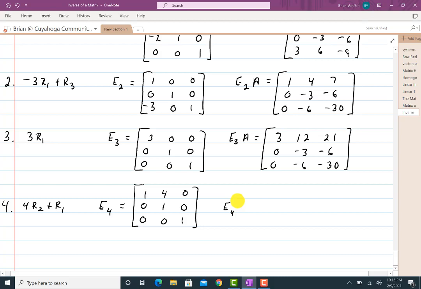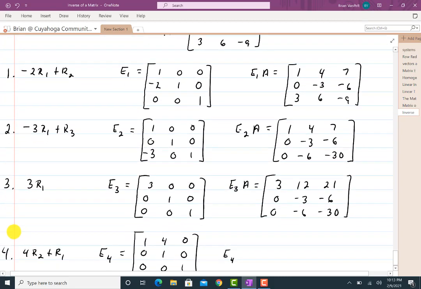You know what? I have not been keeping up very well here. When I've been doing this, I've been applying this E2 not to A, but to the previous matrix. So I probably should have been much more careful here. This is a matrix in progress, this is not applied to the same A.